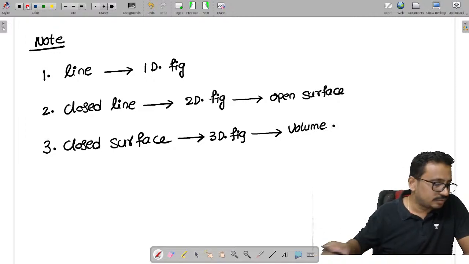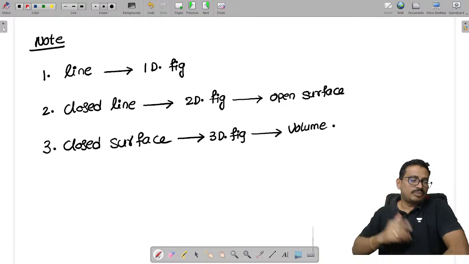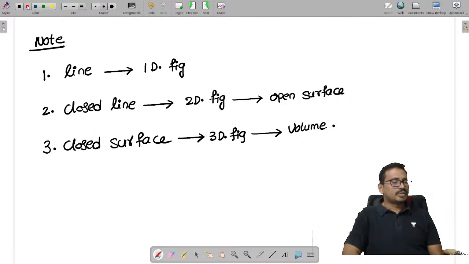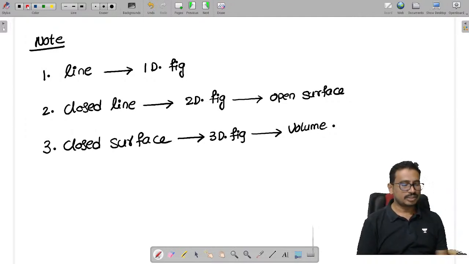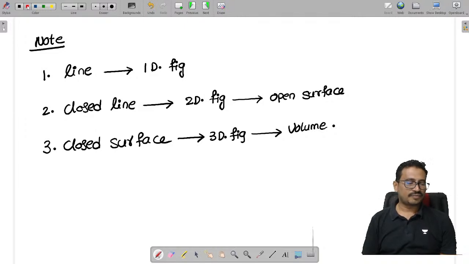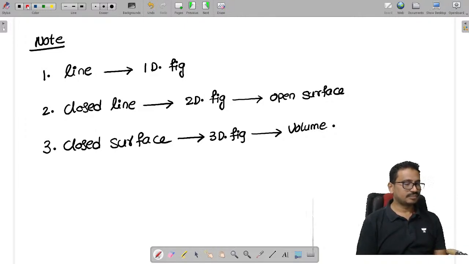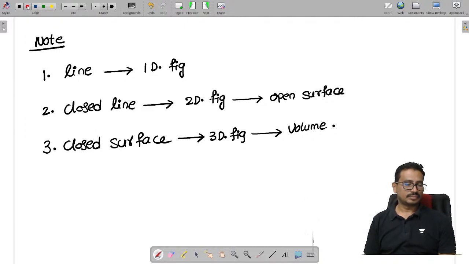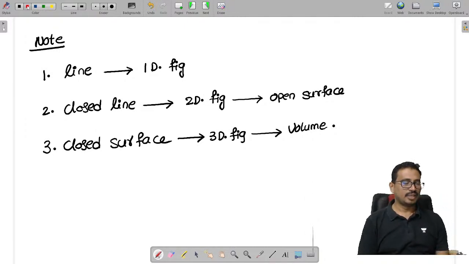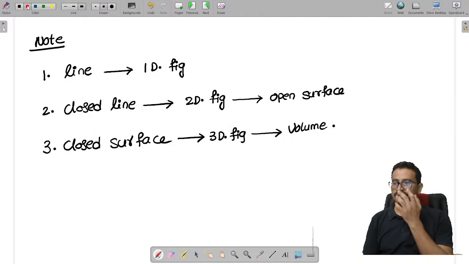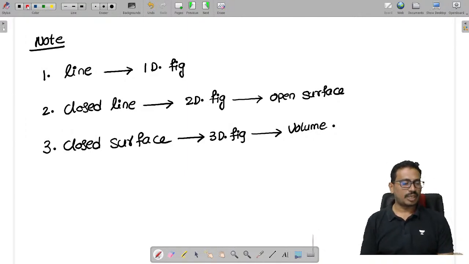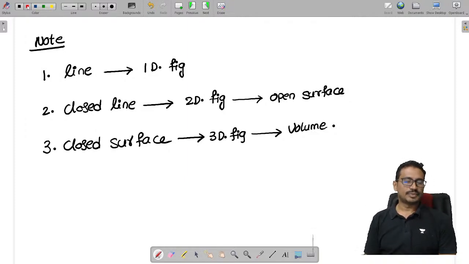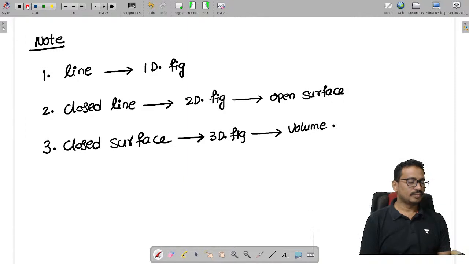Tell me, all of you. Say it loudly once. Line is a 1D figure, closed line is a 2D figure, and closed surface is a 3D figure. Right. Any one dimensional figure is called a line. Any 2D figure is called a surface. Any 3D figure is called a volume. Done, all of you?